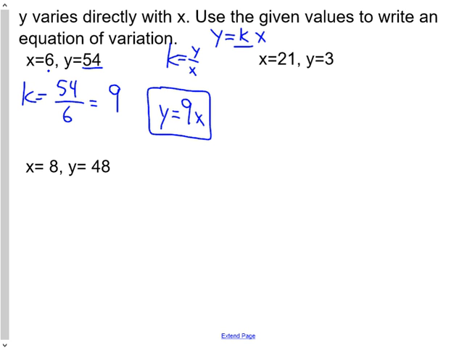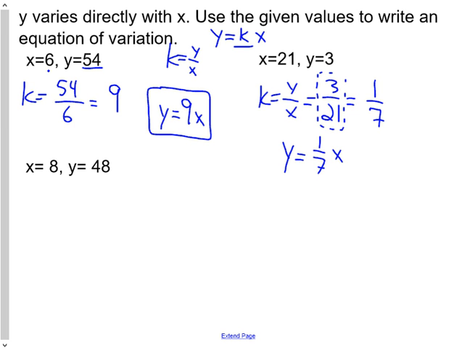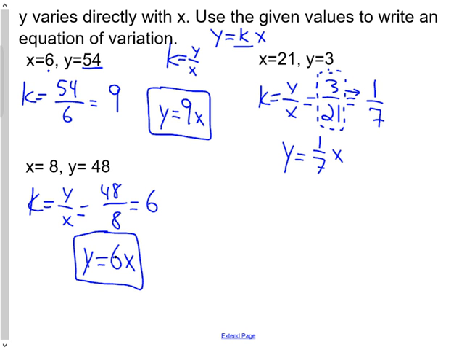Go ahead and try the next two on your own and see how you do. So if you've got y equals 1/7 x on the next one, that's correct. Both 3 and 21 are divisible by 3. If you need to use the fraction button on your calculator for that, that's fine, or you could simplify. And then the last one, we get y equals 6x. Then k is 48/8, which is 6. And then we plug it right back in.